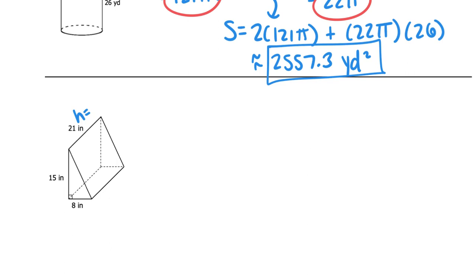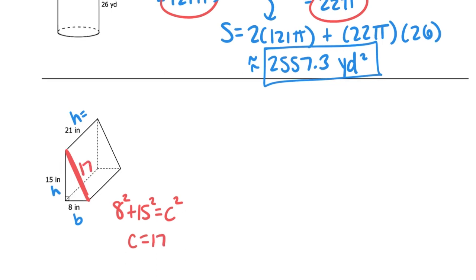These are the base and the height of the triangle, which we also need for the area. We do need to find the hypotenuse using the Pythagorean theorem, because we're going to need that for the perimeter of the base. So it's 8 squared plus 15 squared equals that side squared. I'll just call it C. You end up getting C is 17 when you solve that. So it is a Pythagorean triple. They're all integers. So that's 17.